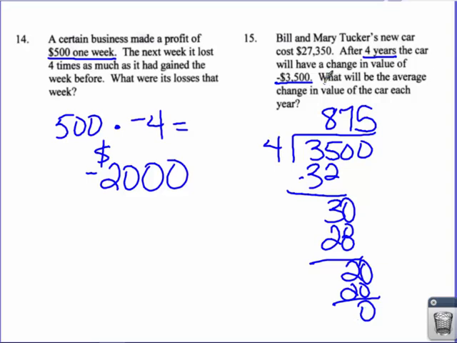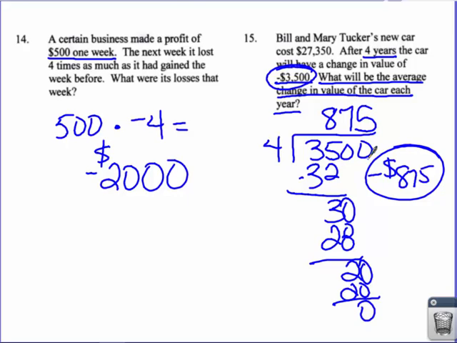So it says what will be the average change in value in the car each year. So in this one right here, since this number here is negative, what kind of a number is that 875? It's going to be a negative. So our answer for this problem would be negative $875 per year. So if you can do all of these problems, you will do well on the test.